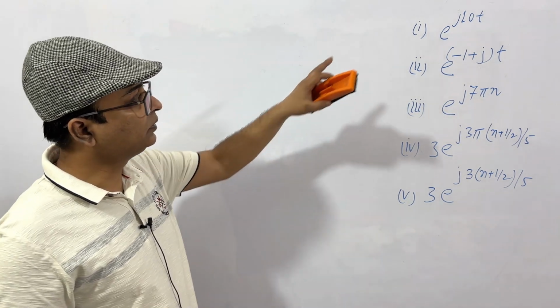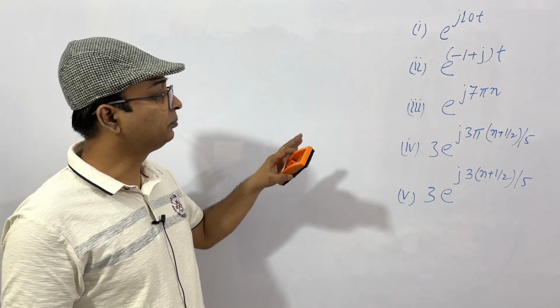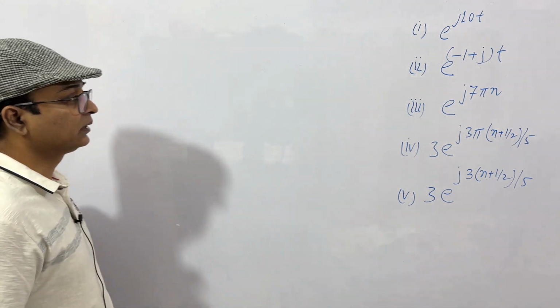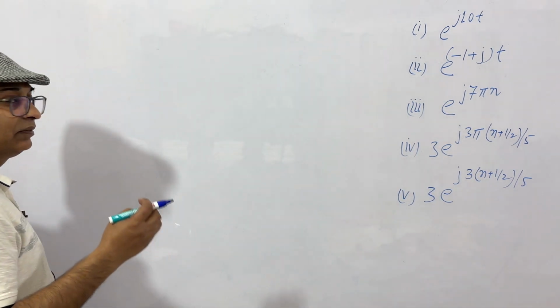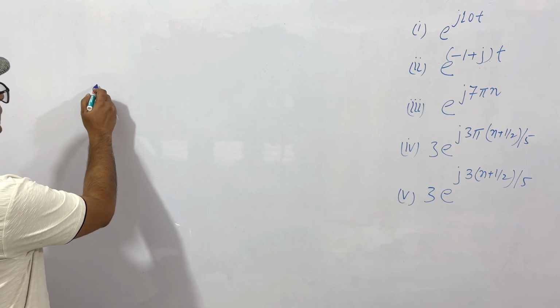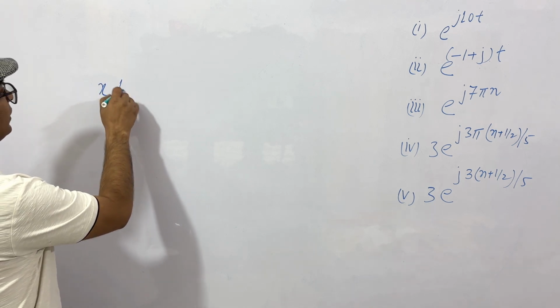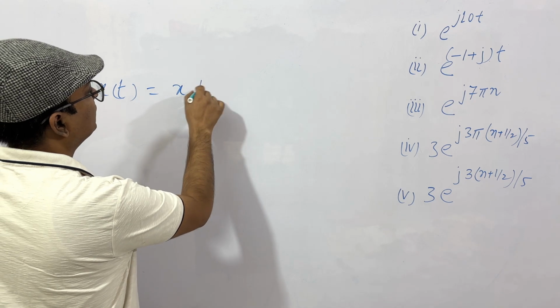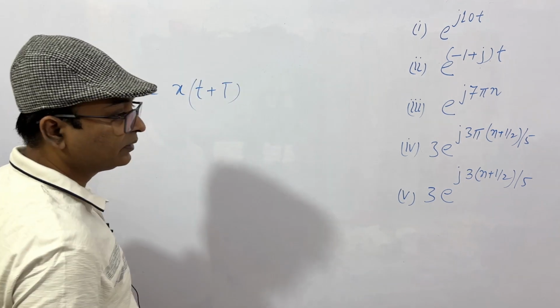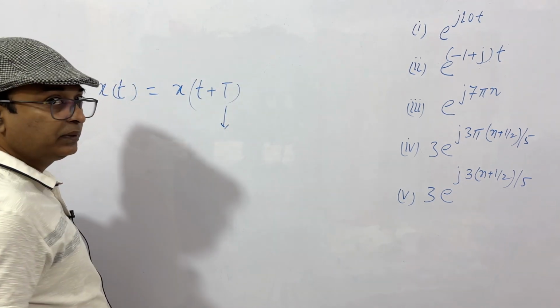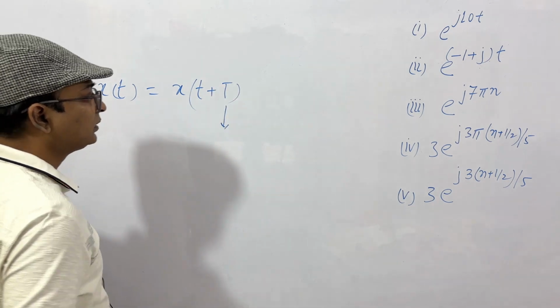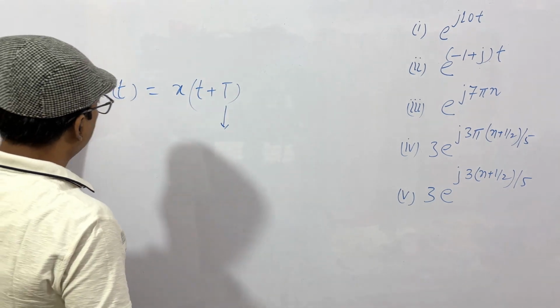We have to determine whether the following signals are periodic or not. We have continuous time as well as discrete time signals. Let's have a recap. If a signal is periodic with a time period of capital T, this will be equal to this. This is the basic definition. This will be the time period, and the lowest value of capital T for which this equation holds is called the fundamental period. So this you know.